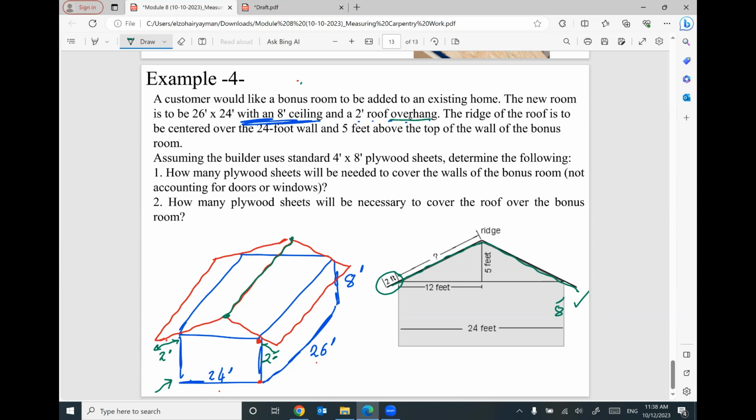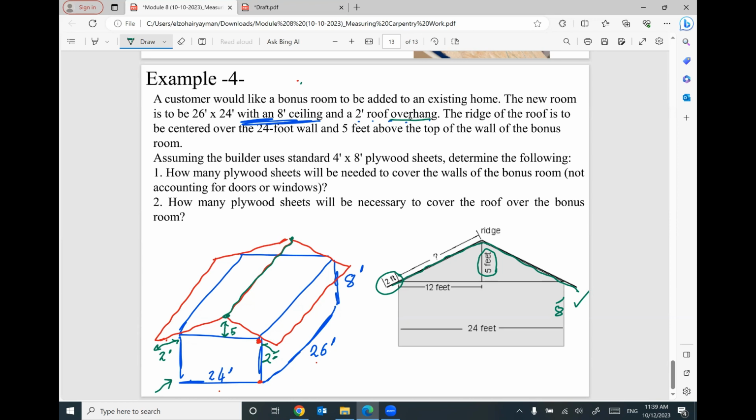It is centered over the 24 foot wall and is 5 feet above the top. So this ridge is 5 feet above the top of the wall. If you look at this given sketch, we have 5 feet here.